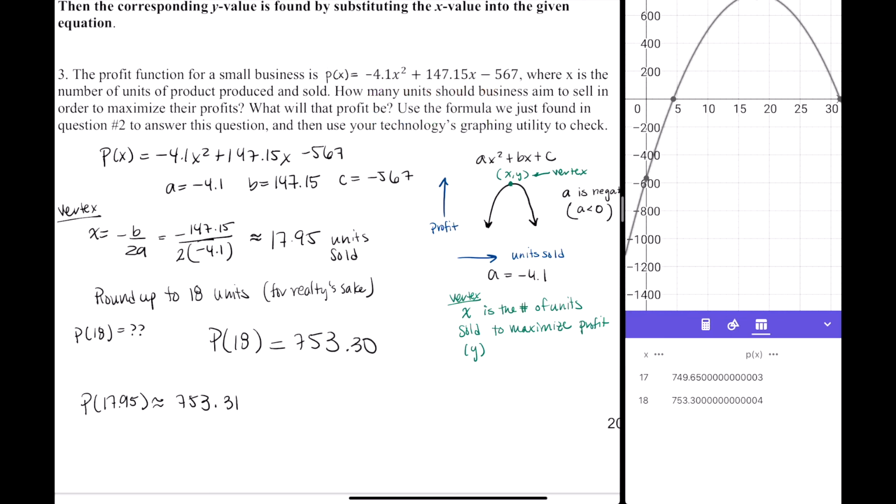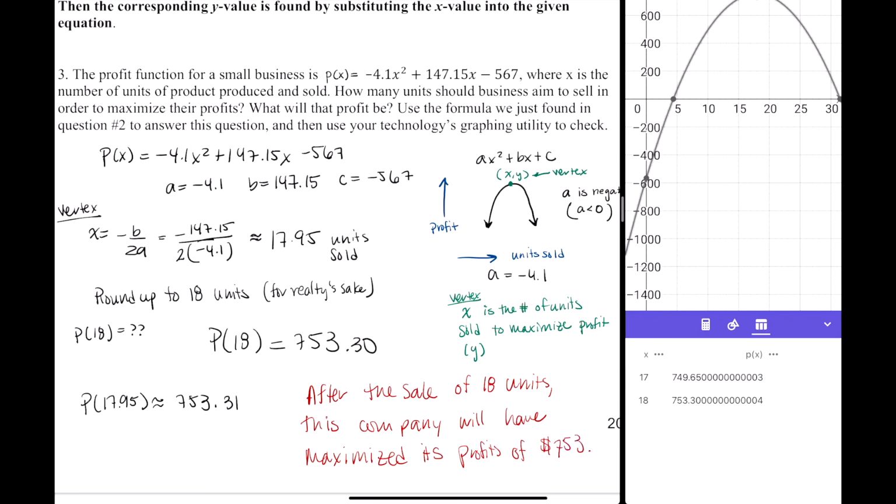Now, how would I actually answer this? I would answer by saying their profits will be maximized after the sale of the 18th unit, and their profits will be maximized at $753. And I guess I could say of approximately here, since I am rounding.